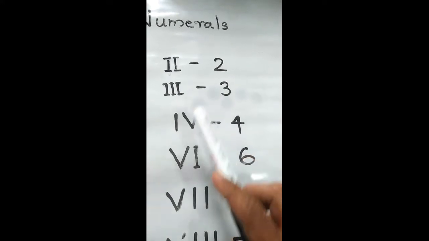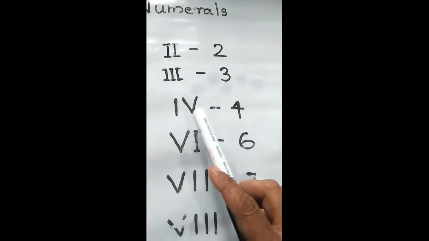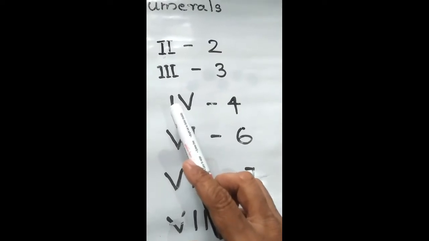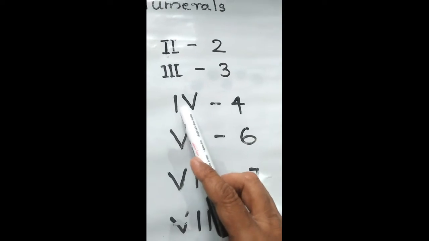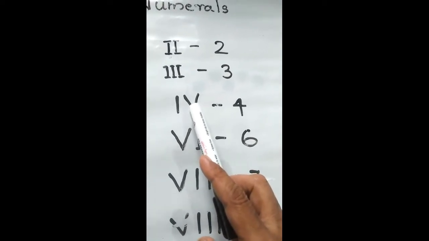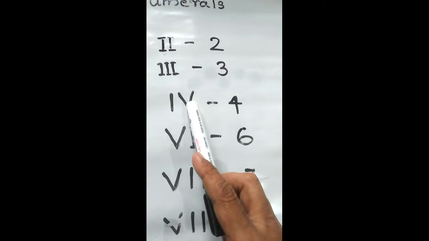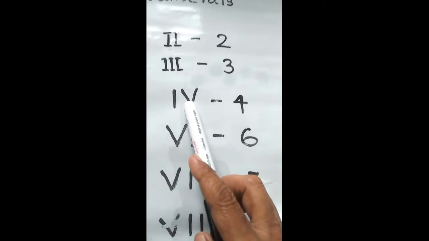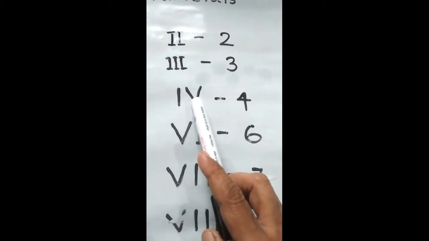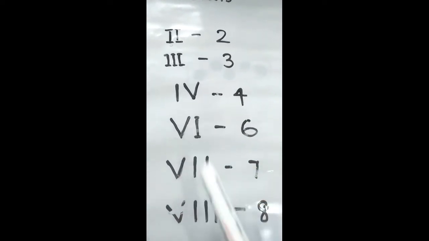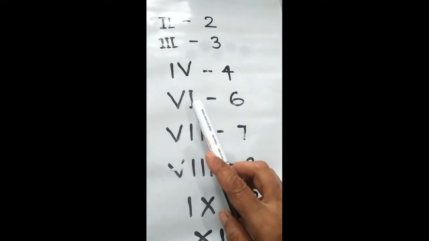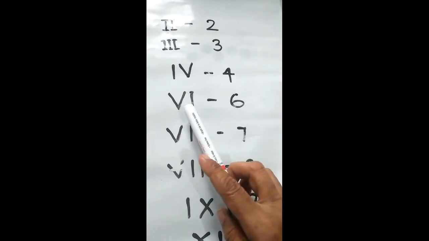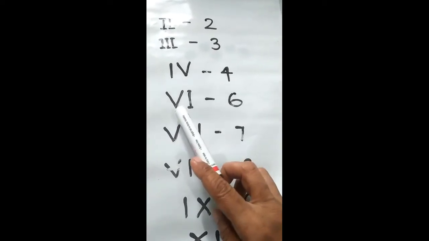So we write 4 like this: 1 V. That means 1 and 5. The numeral left to a bigger numeral, we will subtract from 5. So this 1 will be subtracted from 5. Then we will get 4. Here the smaller numeral is right to the bigger numeral. Therefore, we will add 1 to 5.